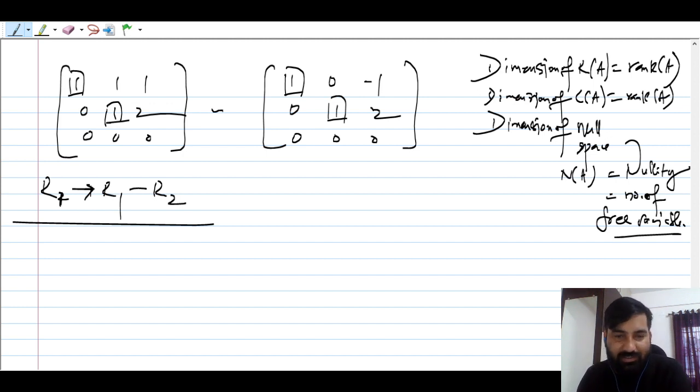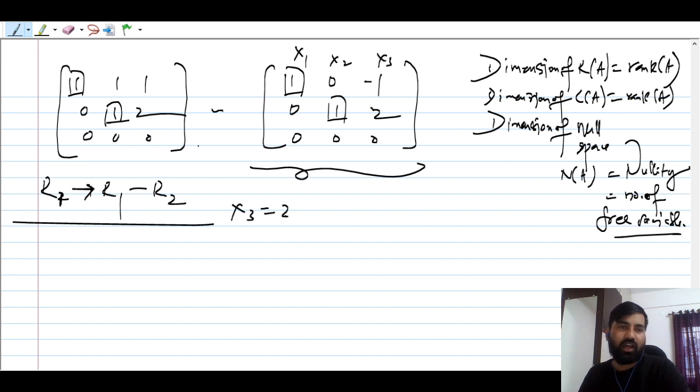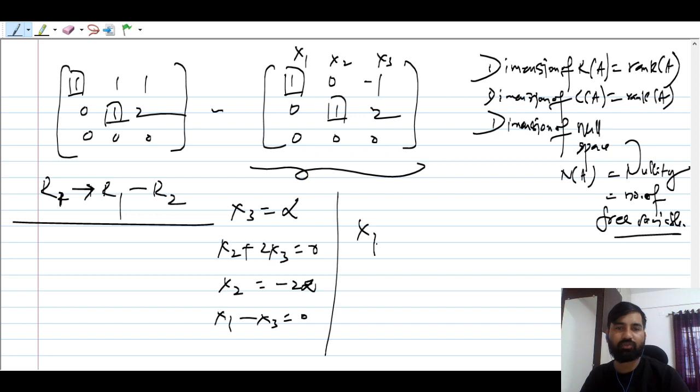So looking at this matrix, what you can do is apply back substitution. Consider, suppose this is x1, this is x2, this is x3. You can say x3 is going to be alpha. Just take x3 as alpha, right? So you can write here x2 plus 2x3 is going to be 0, so you can put x2 as minus 2 alpha, right? And x1 minus x3 is 0, so you can say that x1 is going to be alpha only. So aap yahan par separate kar sakte ho. Separate karoge to kya ho jayega?